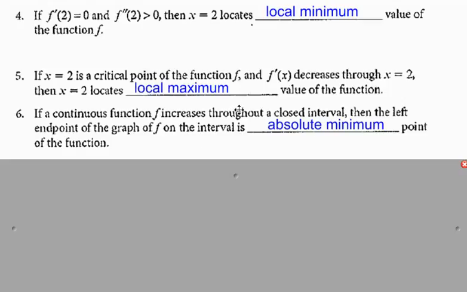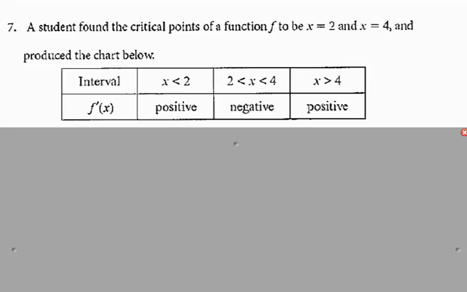Okay, a student found the critical points of a function to be at 2 and 4. The only major changes on the graph occur at x equals 2 and 4, and produced the chart below. So we have a graph that has a positive slope to the left of 2, so that means f of x is increasing to 2. After 2, the graph turns around and decreases, so that should be a maximum at 2. And then at 4, f of x changes from decreasing to increasing, so that's a minimum. And we don't know if those are the only critical points, so we have to say relative minimum on that one.